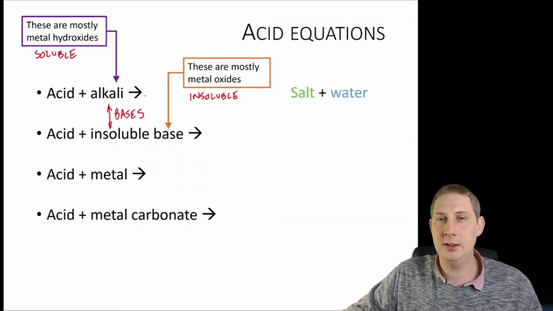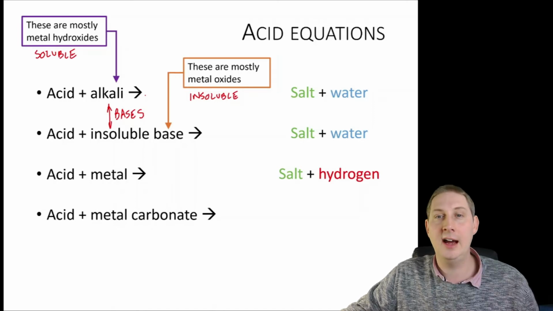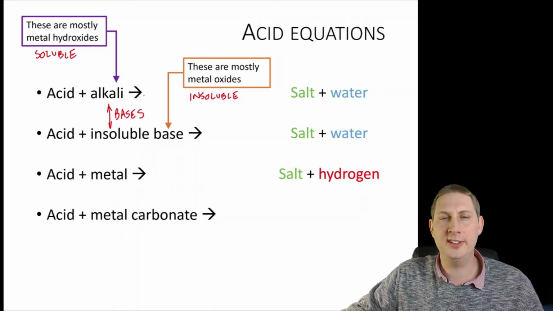An acid and an alkali makes a salt and water. An acid and an insoluble base makes a salt and water. So acid and base, salt and water. It doesn't matter whether they're an alkali or an insoluble base, whether they're a metal hydroxide or a metal oxide. They make a salt and water. Acid and metal makes a salt and hydrogen. But what does an acid and a metal carbonate make? You may have come across this before, and you may be screaming it at the screen. It makes a salt plus water plus carbon dioxide. So 3 products when an acid reacts with a metal carbonate.